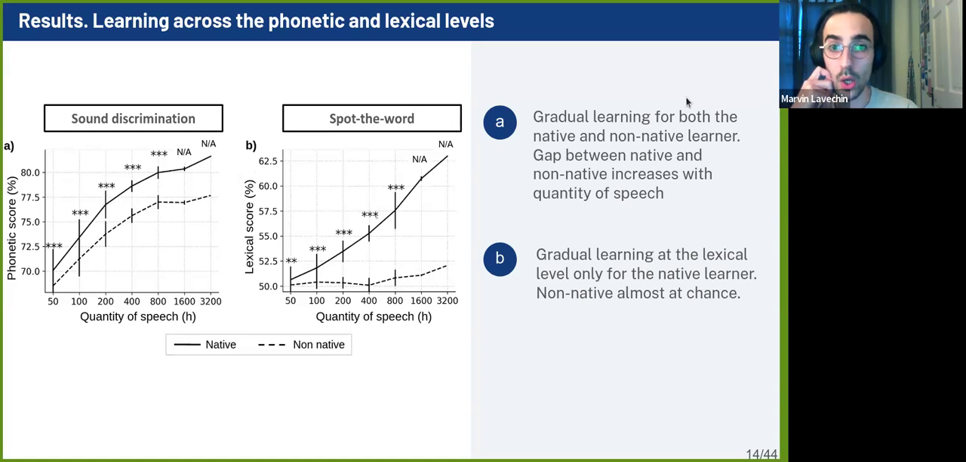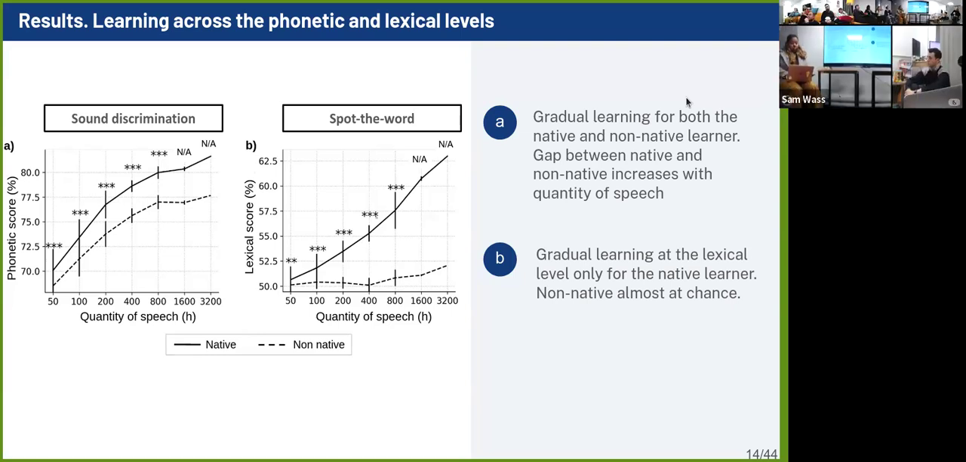So regarding the lexical accuracy computed on the spot word task, we observe a performance improvement only in the native condition. So the native model learns to recognize the auditory form of words. However, the non-native model does not learn to solve this spot word task, as shown by the relatively flat dashed line.